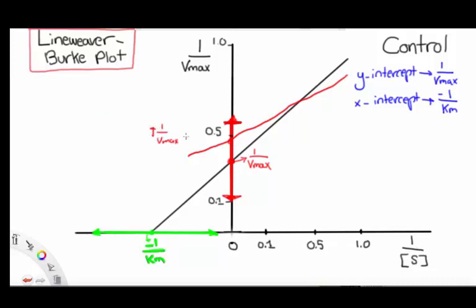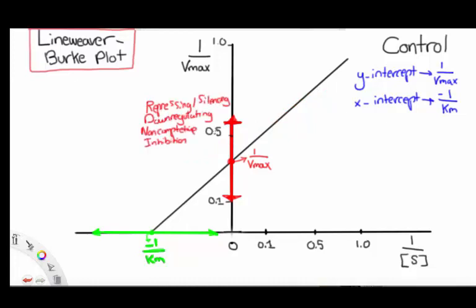What does that mean mathematically? Well, that means that there's a decrease in the Vmax. Therefore, if your slope is shifting right here, what are you doing to the enzyme? What are the 3 things that we discussed before? Exactly. You're either repressing or silencing, you're down-regulating, or you're non-competitively inhibiting. The slope has sort of shifted higher, so it's crossing at the y-intercept at a higher point.